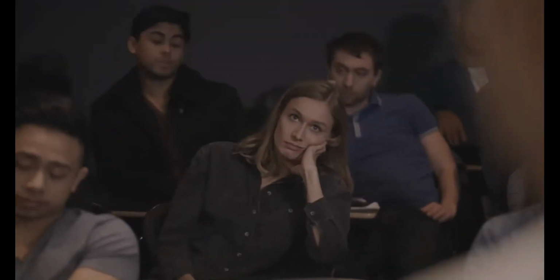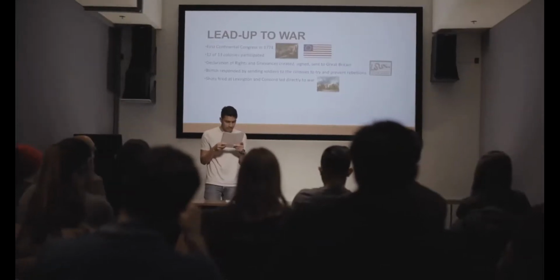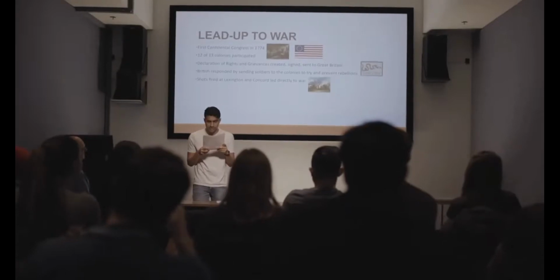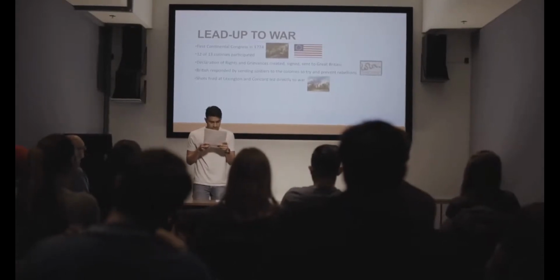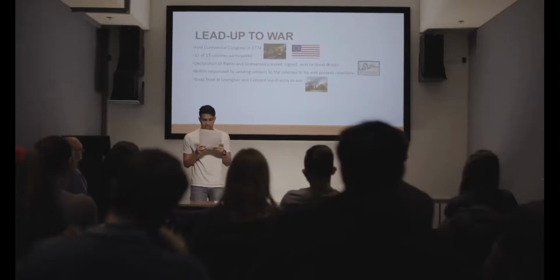As punishment, the British imposed laws known as the Intolerable Acts, including the Quartering Act, which made Americans let British soldiers live in their homes. Some of the American colonies created a Declaration of Rights and Grievances, which they sent to Britain, but the British just sent soldiers to the colonies to put down any rebellion. This led to the first battles of the Revolution at Lexington and Concord.